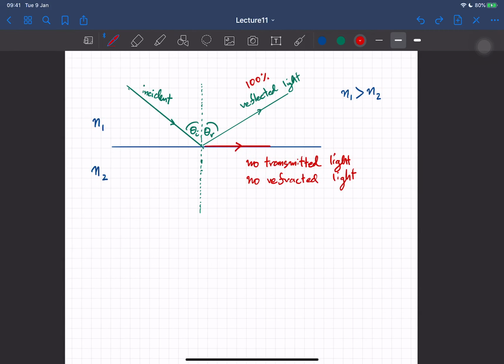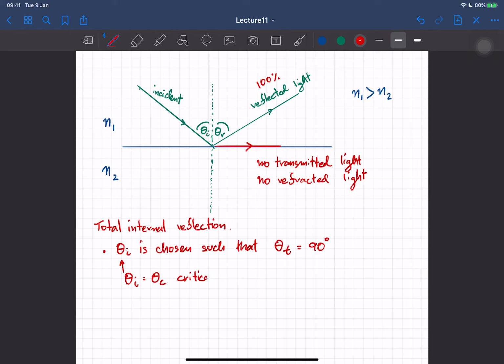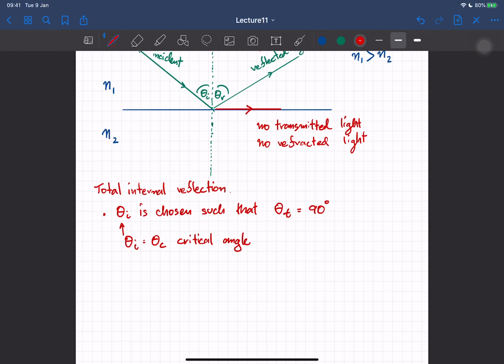This is a special case, and we have a name for it. This is what we call the total internal reflection. And what it means is that theta I is chosen such that theta t is 90 degrees. And when theta I makes theta t equal to 90 degrees, we have a name for that. That's what we call theta I equal to theta c, which is called the critical angle. Okay, so for any theta I which is larger or equal to the critical angle, there will be 100% reflection.